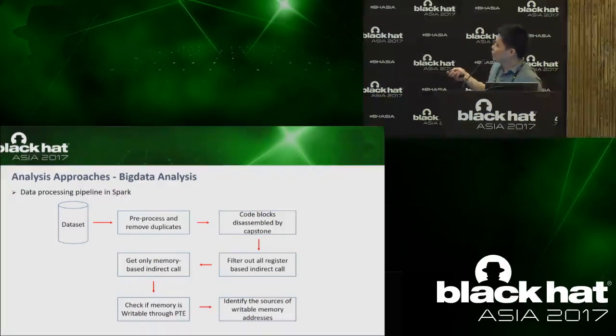Once we have that big chunk of data, we load it into this system and pre-process it to remove all the duplicates, because there are so many duplicate memory-based indirect calls. After that, the code blocks we collected from the from address and from the to address are disassembled by Capstone. The purpose of this is to filter out all the register-based indirect calls, because we are only interested in memory-based indirect calls. After that, we check if the memory is writable through its PTE.